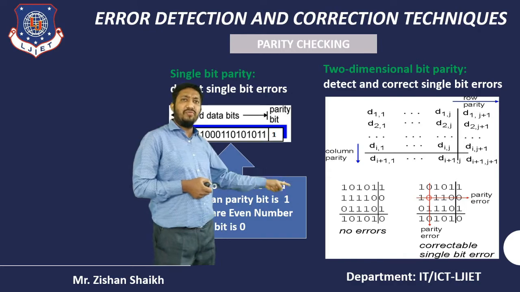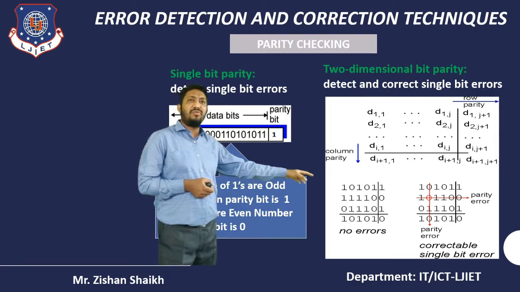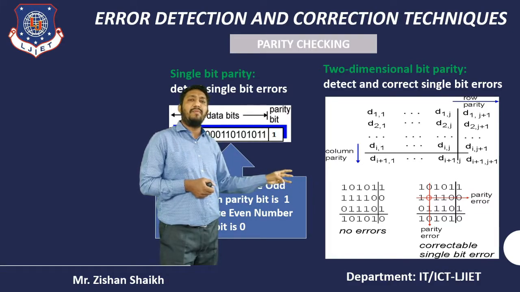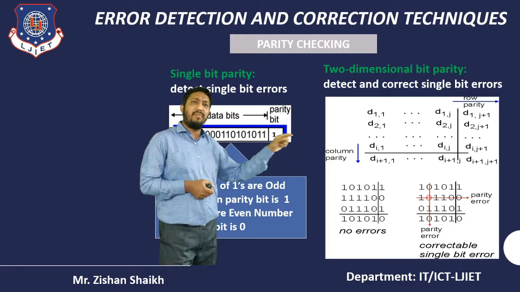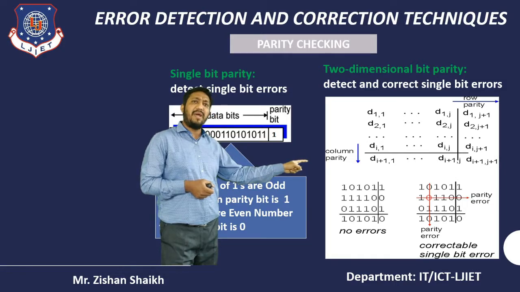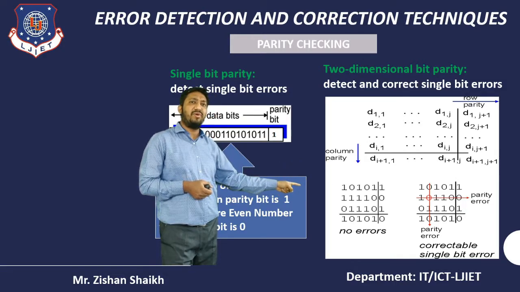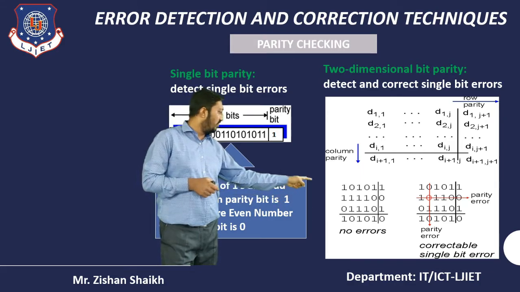In the first row we have 10101. In this first row, the total number of ones is 3, so in the last column, which is our parity bit column, we set the parity bit as 1. This is for row number 1. For row number 2, how many ones do we have? 1, 2, 3, 4.